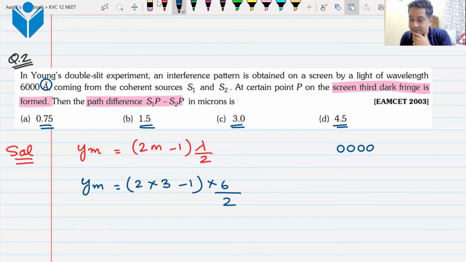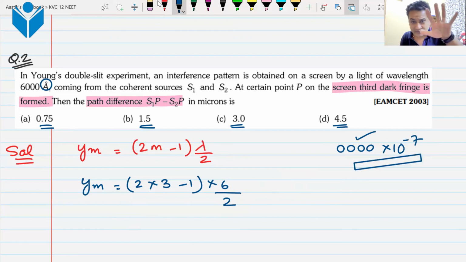Are you getting my point? What I have saved here is, I have saved 3 zeros and I have saved 10 raised to the power minus 7. So I have saved 6 or 7 alphabets or numbers. I have saved 6 or 7 seconds. That 6 or 7 seconds, if you save in every question, 45 into 6, you will get a lot of time that you can do at least 1 or 2 questions more. Are you getting my point?